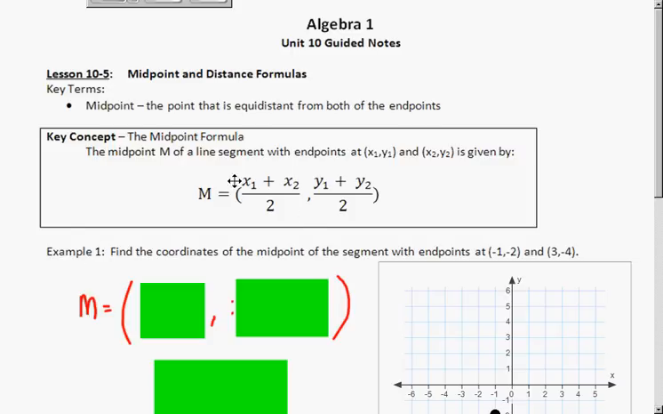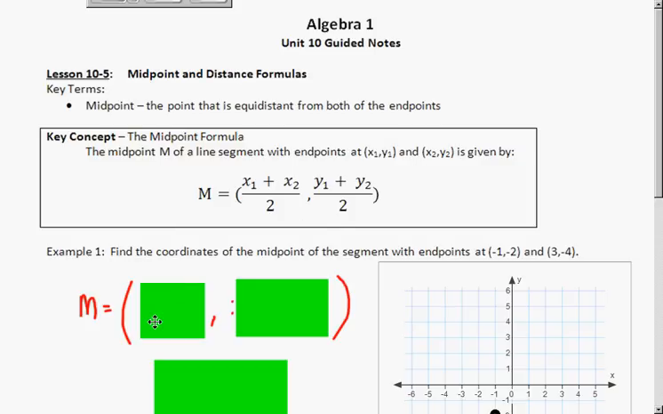Here's your equation. You have your x1, x2, y1, y2. Well, it's just like your ordered pair. You have your x1, y1 value, your x2, y2 value. Kind of like when you found slope, you set this up to help you find slope using the slope formula.